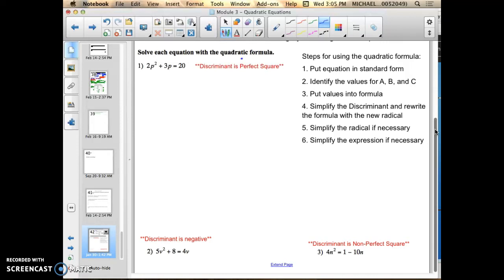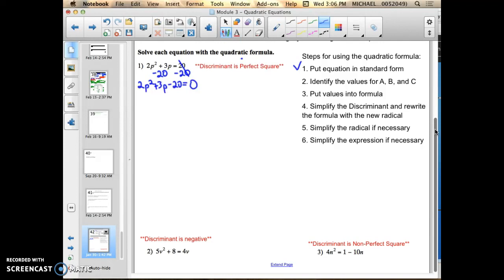Alright, so if I'm given number 1, 2p squared plus 3p equals 20, first step is always the same. I have to put it in the standard form. So I have to move this 20. It's positive, so I'm going to subtract it to both sides. Cancels out over here, so now it equals 0. And I get 2p squared plus 3p minus 20 equals 0. All right, I am done with step 1. I put it in the standard form.